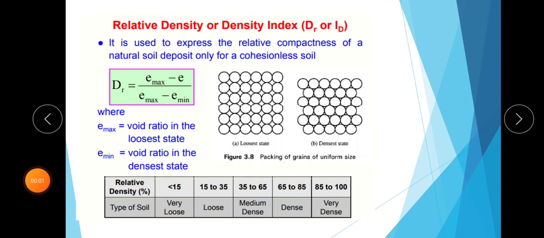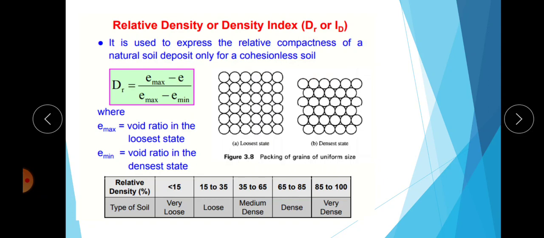Good morning, students. So today's topic is relative density or density index, and it is expressed as Dr or ID. This relative density is used to express the relative compactness of a natural soil deposit, and it is used only for cohesionless soil. The degree of denseness or looseness of a natural deposit of coarse-grained soil or cohesionless soil can be measured in terms of its relative density.